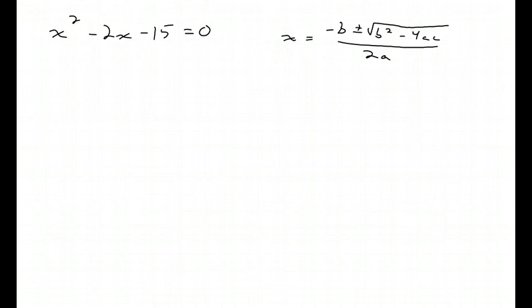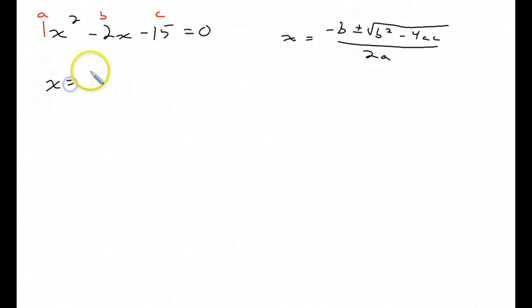So first, we need to determine what our a, b, and c are. Your a is the number in front of the x squared, whatever it is. If it's not there, it's an understood 1. Your b is the number in front of the x. C is the number that stands alone. So all you're going to do is put these things into our equation.